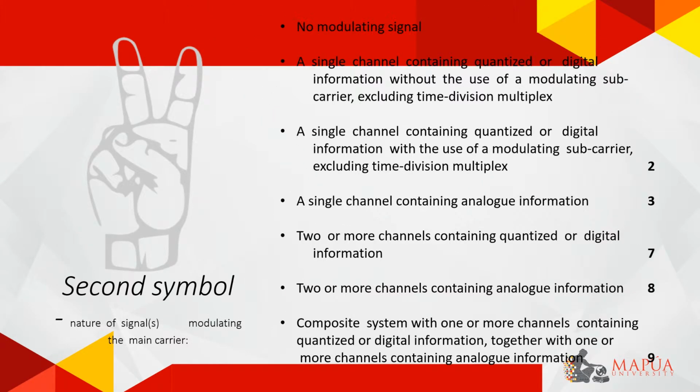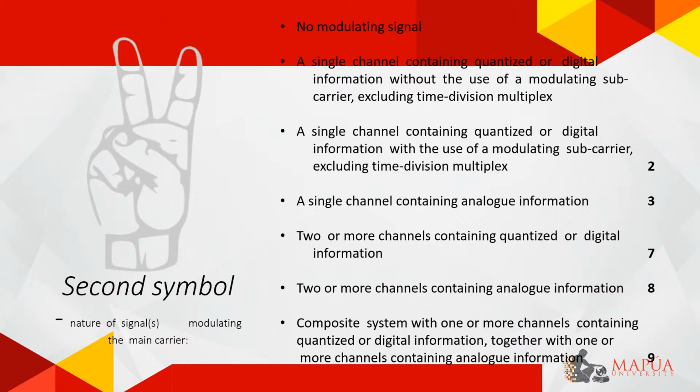Second symbol. 0 means no modulating signal. 1 means a single channel containing quantized or digital information without the use of a modulating subcarrier, excluding time division multiplex. 2, a single channel containing quantized or digital information with the use of a modulating subcarrier, excluding time division multiplex. 3, a single channel containing analog information.